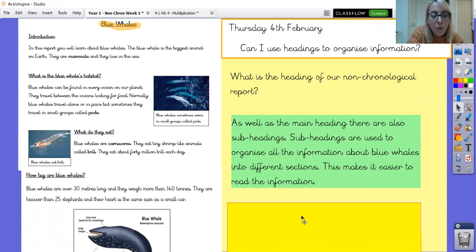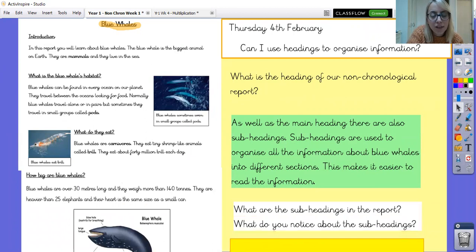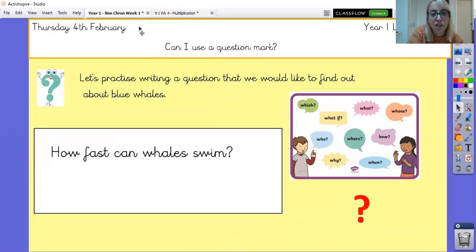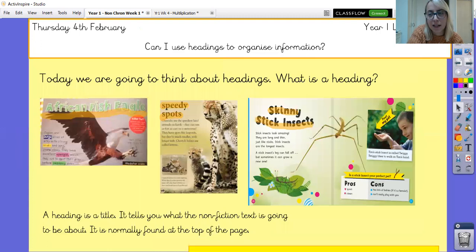So who can tell me, what are the subheadings in this report and what do you notice about those subheadings? I want you to have a little think about these two questions. What are the subheadings in this non-chronological report and what do you notice? What is special about the subheadings? And just a little bit of a clue, think back to what we were exploring at the beginning of our sessions. That might give you a little bit of a clue.